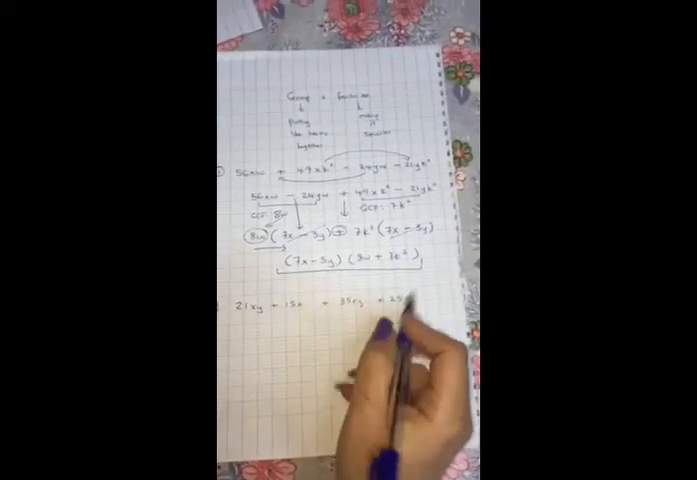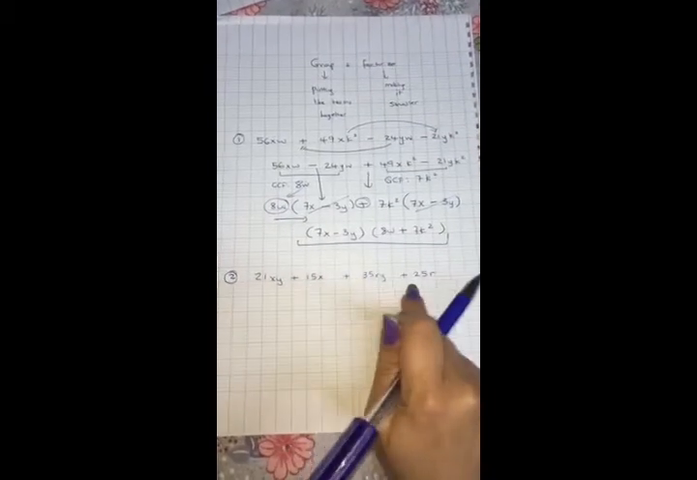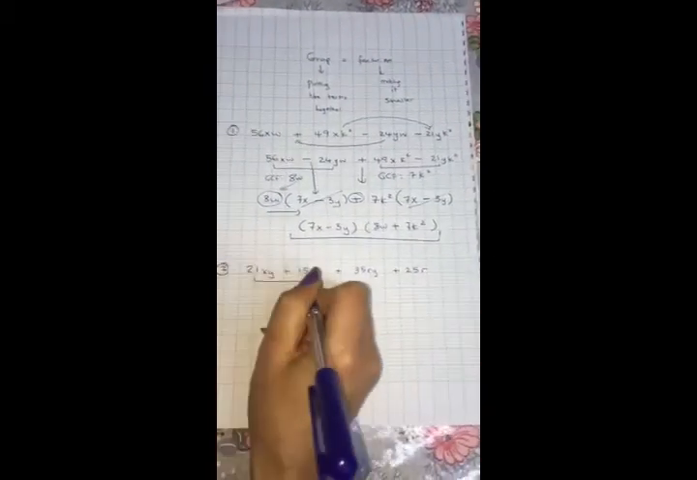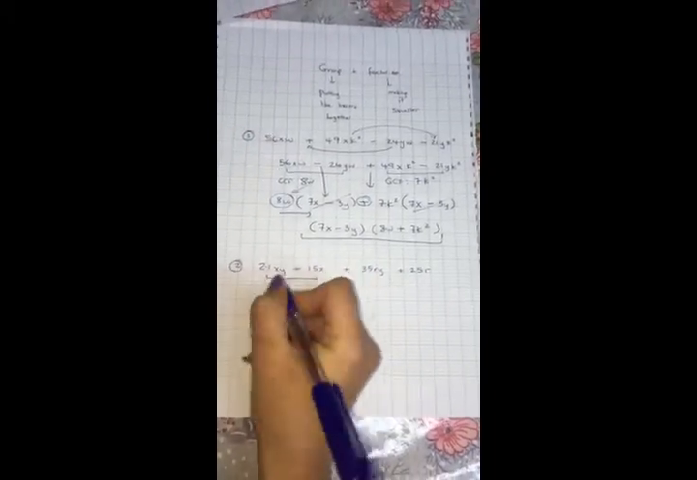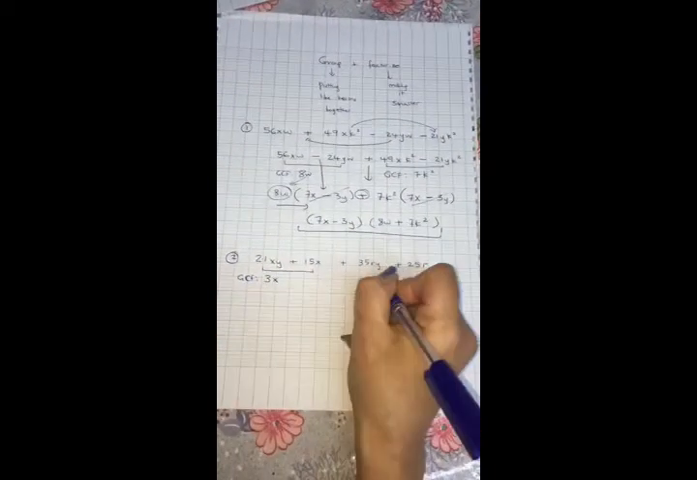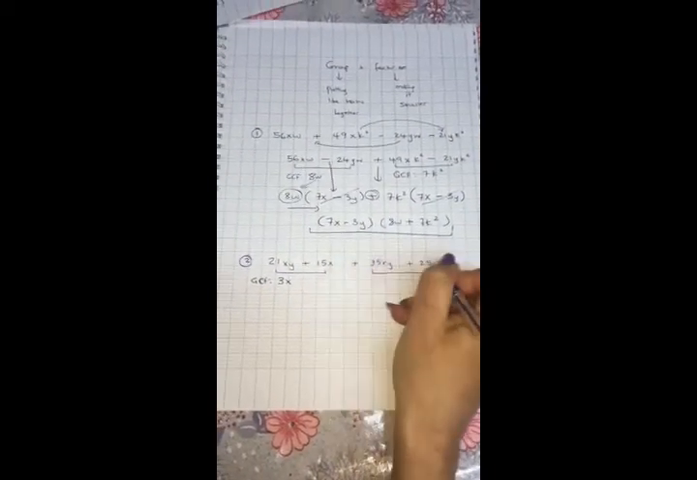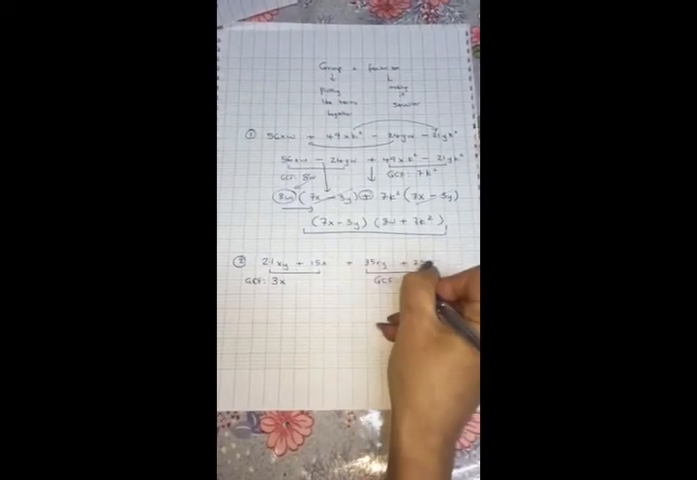You do not have to change your terms around every time. Let's try it without changing them. Let's look at what's common between 21 and 15. There's a 3 and the x is common. So my GCF is 3x. Again, what is common between 35 and 25? It's a 5 and the r is common.